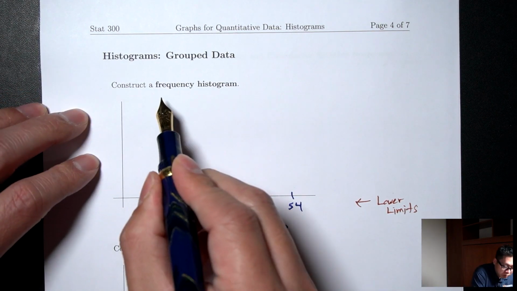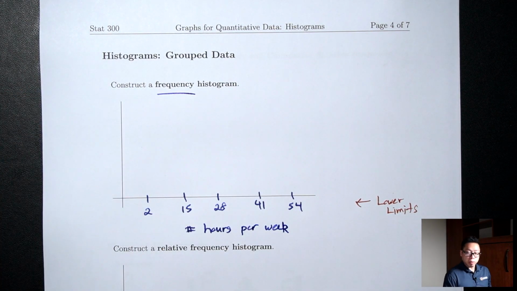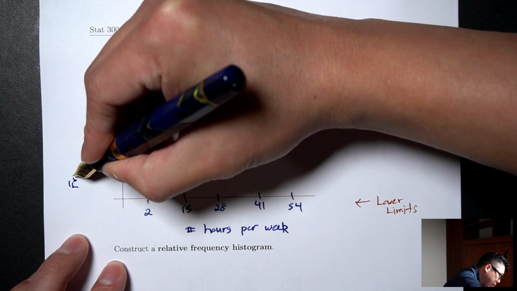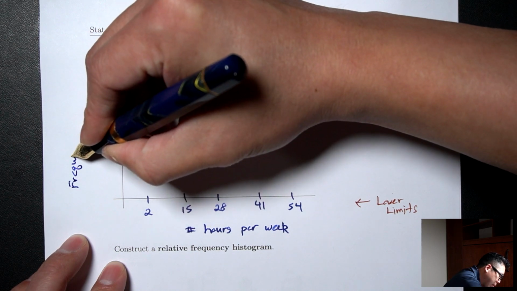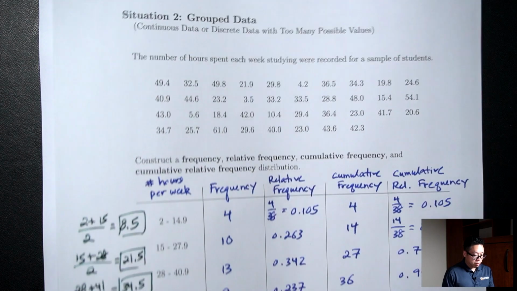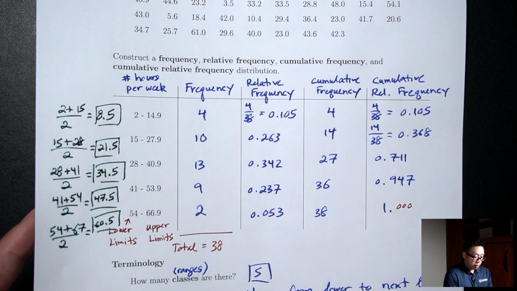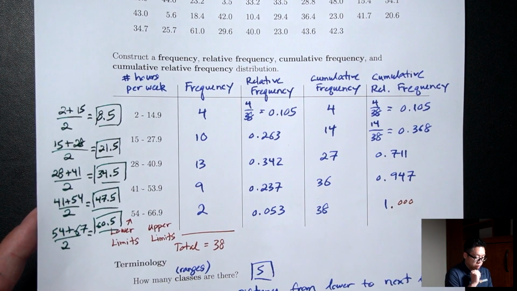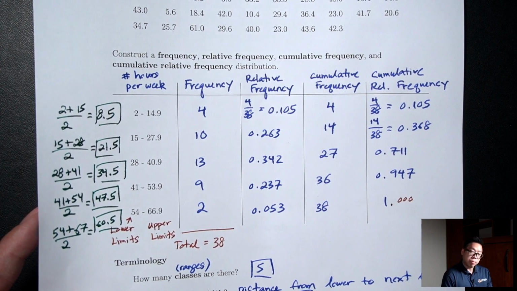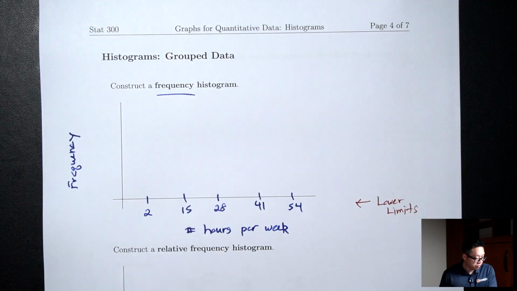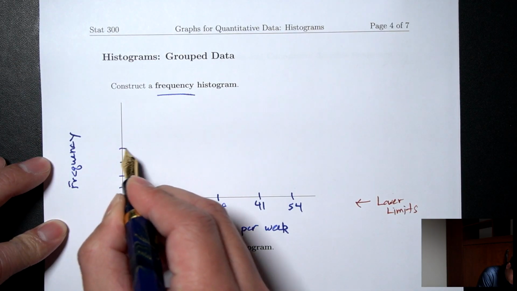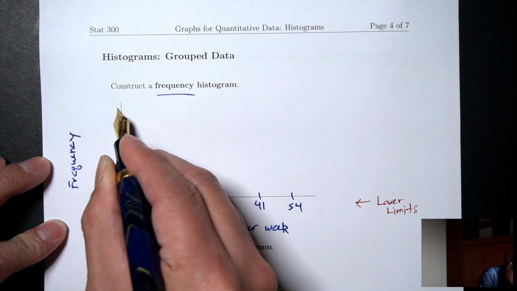We're talking about a frequency histogram. That means we're going to put frequency on the y-axis. Now for this situation, if I look at my frequencies, 4, 10, 13, 9, 2. So I need to get up to 13. This one I can count by twos, I think. I'll count by twos. 2, 4, 6, 8, 10, 12, 14.